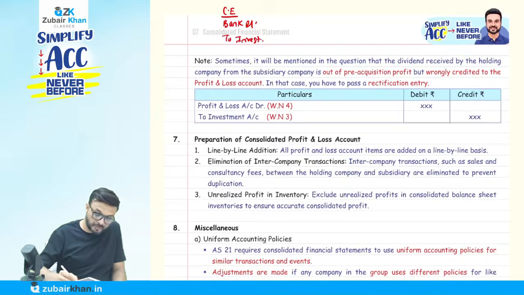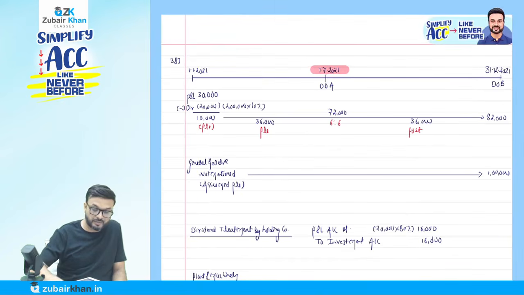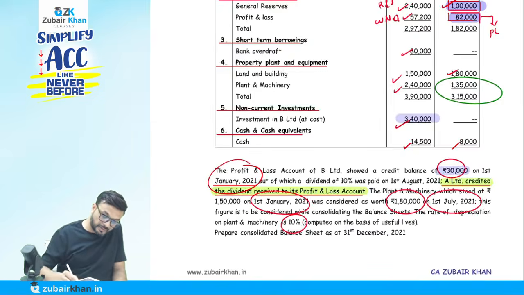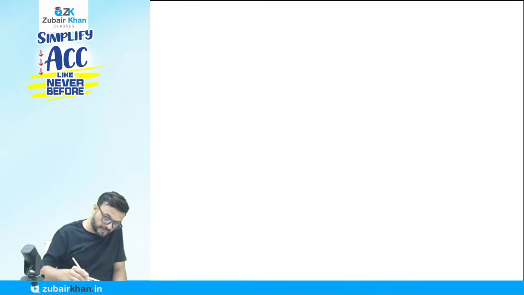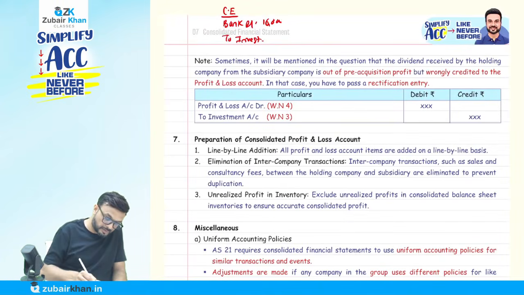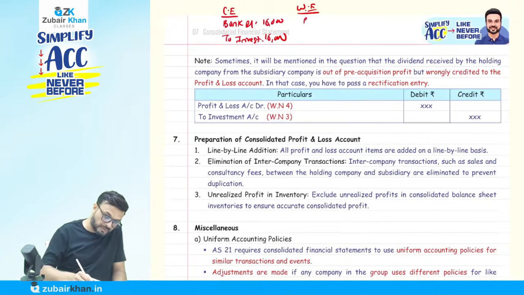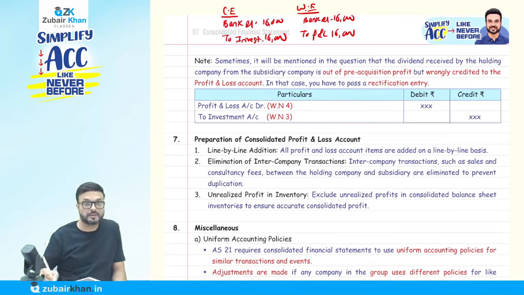They have declared a dividend of how much here? It is 20,000 and we hold 80%. So 20,000 multiplied by 80% is 16,000. So the correct treatment is this 16,000. But what they have done, if you read the question, they said they have credited the dividend received to P&L account. They have credited it to P&L account by the holding company. They have passed the entry bank account debit 16,000 to profit and loss account 16,000. It's the wrong entry.